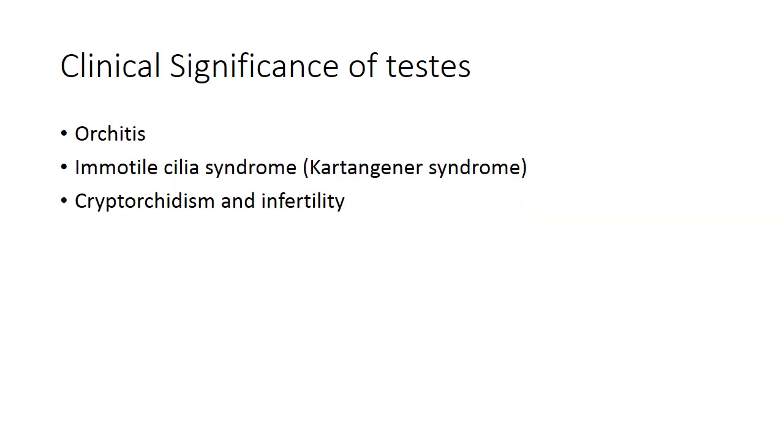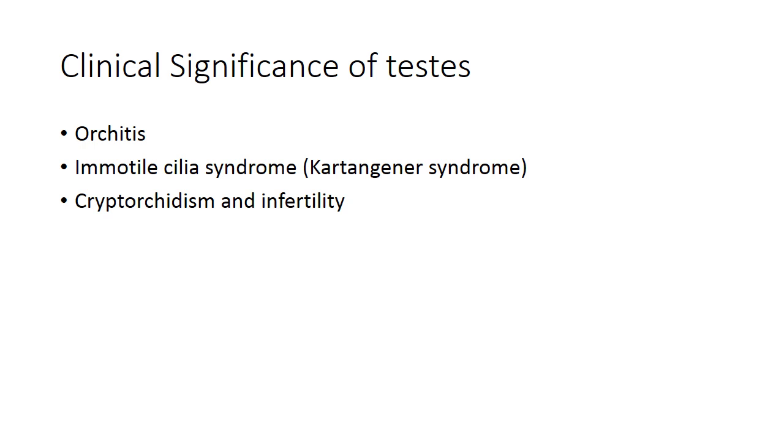Here we will see the clinical significance of the testis. The term orchitis means inflammation of the testis. Then we have immotile cilia syndrome, known as Kartagener syndrome. It is an autosomal recessive disorder with impaired ciliary movement. In the respiratory tract, it causes abnormal mucociliary clearance, and in the testis, immotile sperms cause male infertility. And a genetic defect of dynein protein, which is essential for the formation of cilia and flagella, may also be the cause of immotile cilia syndrome.